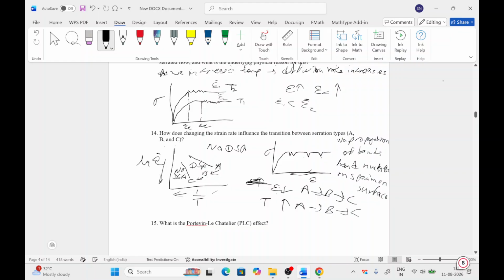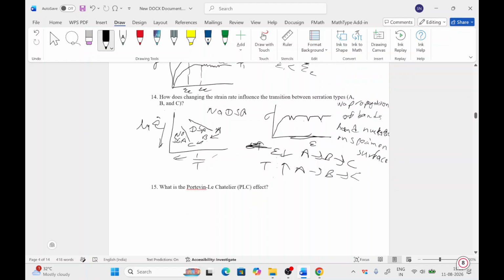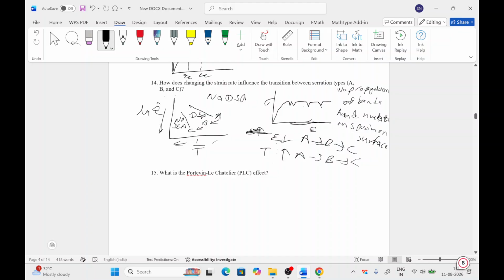So when strain rate decreases and temperature increases, the substitutional atoms have enough time to catch the dislocation and pin them. So the serrated flow changes from A to B to C. A is where a higher flow stress is required each time. Then B is the normal serrated flow at a constant delta sigma value, and C is the separate appearance of deformation bands at the surface. Okay, so this is serrated flow behavior.